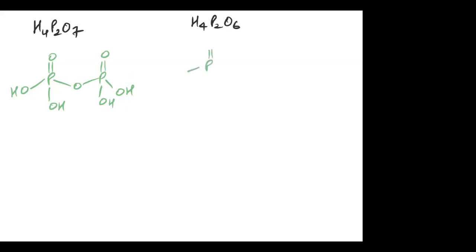Every phosphorus should look like this, and you can simply say like this. It is oxygen, another oxygen atom here. It is oxygen, oxygen, and another oxygen atom here. It is OH, it is another H, it is another H, and another H here. So one molecule is H4P2O7, another molecule is H4P2O6.